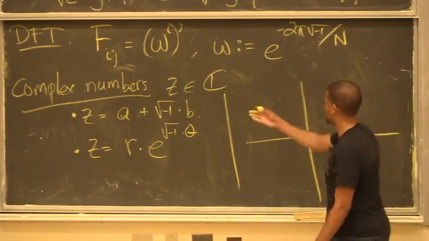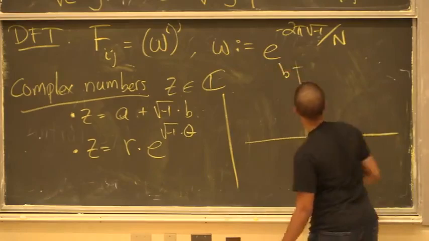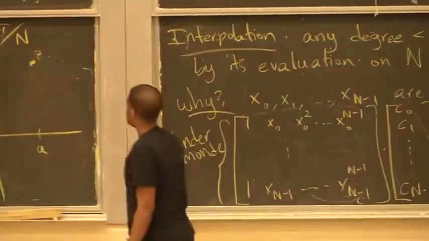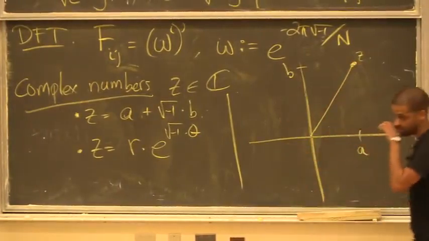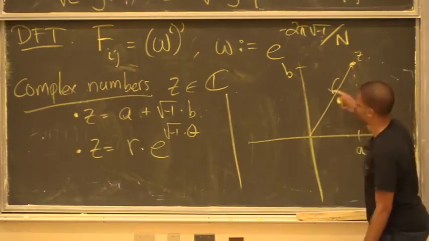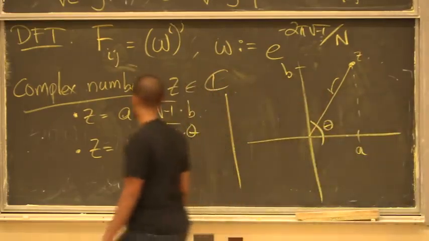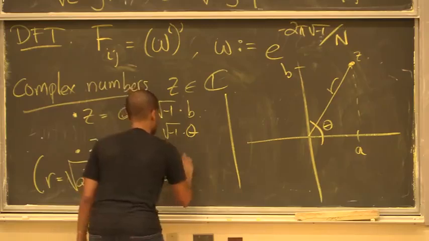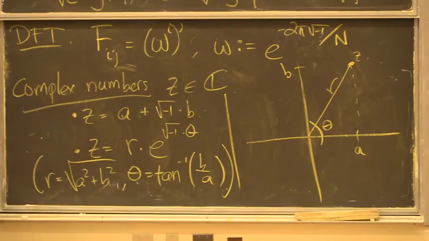Let's say that z is a plus square root of minus 1 times b. Well, here's a, and here's b, and here's z right here. That's my point in the complex plane. So there's one way of picturing z. But the other way is to draw the line segment from z to the origin. The length of this line segment is the radius, so this is like Euclidean geometry. This is a, this is b. So r is the square root of a squared plus b squared, and there's some angle theta, which is tan inverse of b over a. These two are identical ways of thinking about z.